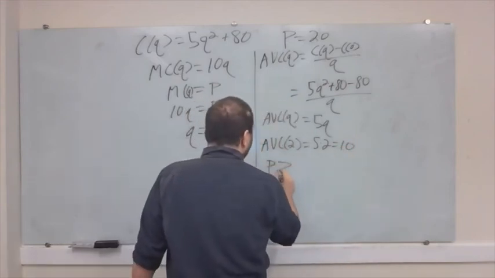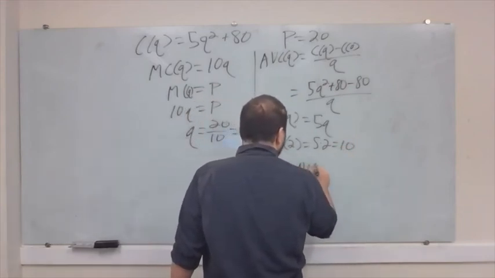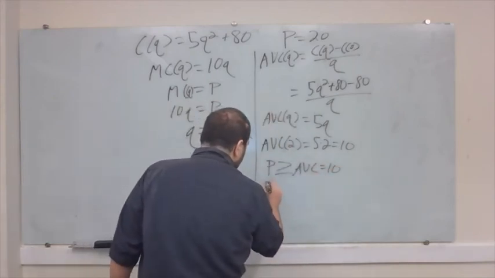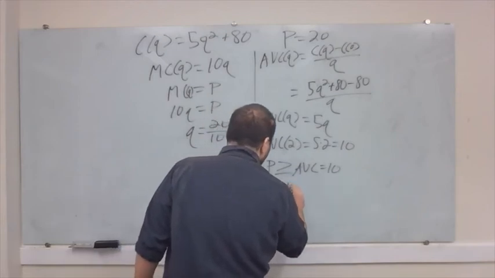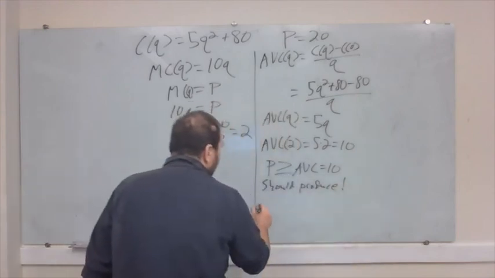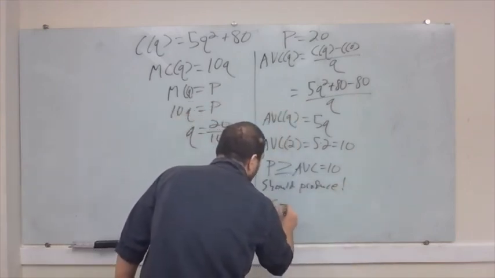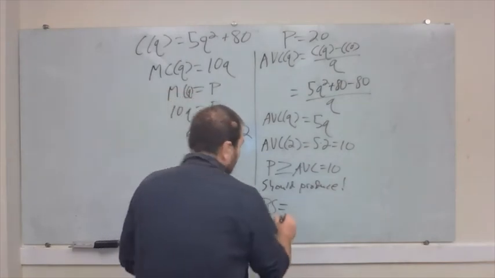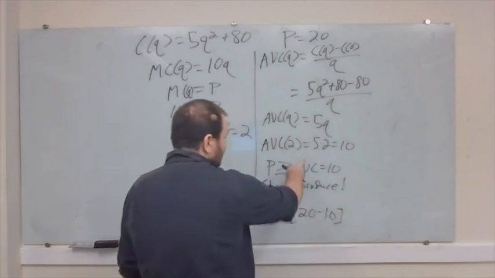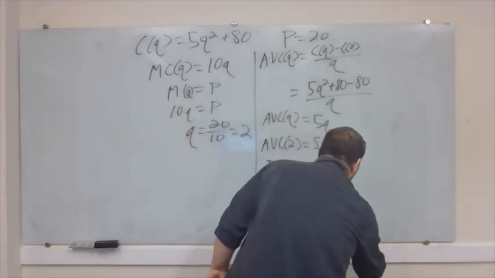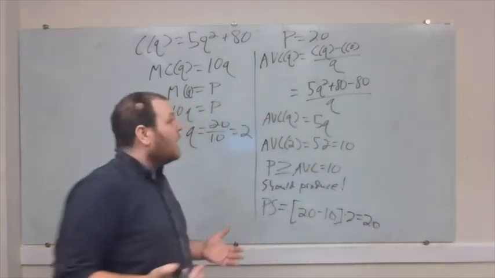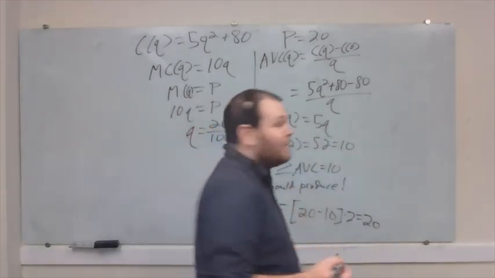So price is greater than AVC, right? Price is greater than 10, so it's worth it to produce. And our producer surplus is just going to equal 20 minus 10, price minus average variable cost, times 2, is going to equal 20. Right, so we'll make $20 more by producing than we would if we didn't produce.